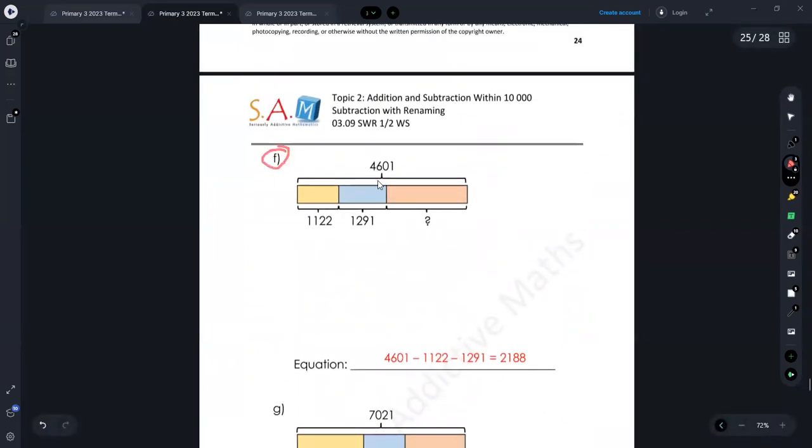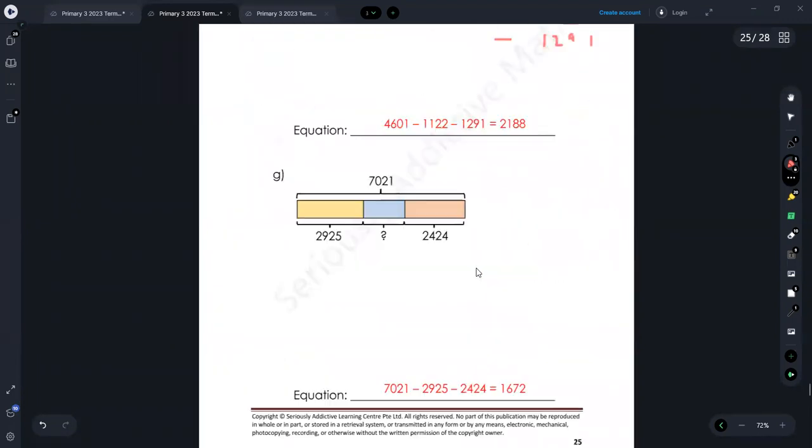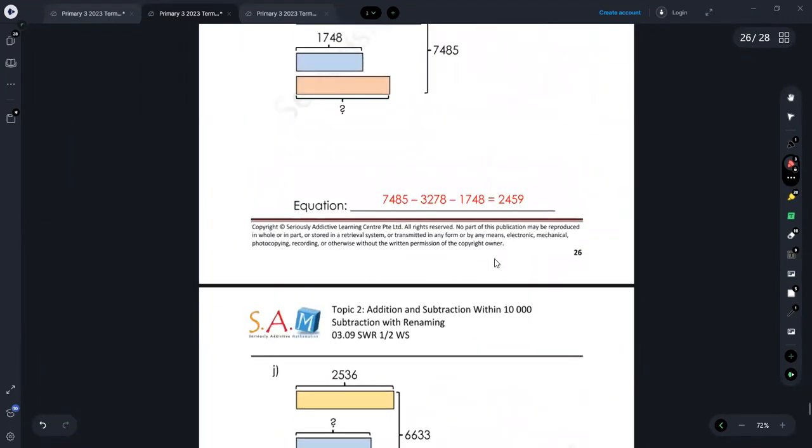All right, so they should do 46101 minus 1122 minus 1291. So do it step by step. Most probably they cannot subtract 3 numbers at once or 2 numbers as one. So get them to do this first: 4601 minus 1122. And then once they have gotten the answer, they subtract again 1291 to get the answer.